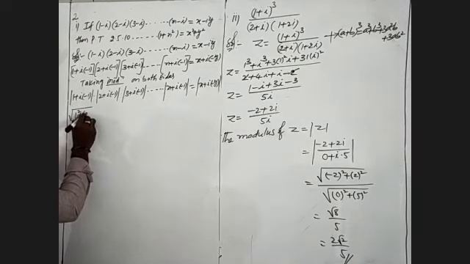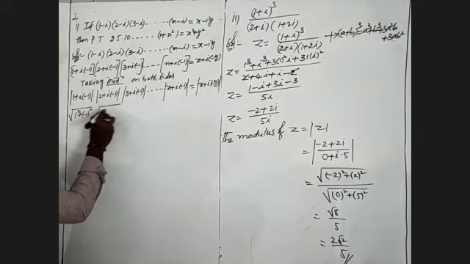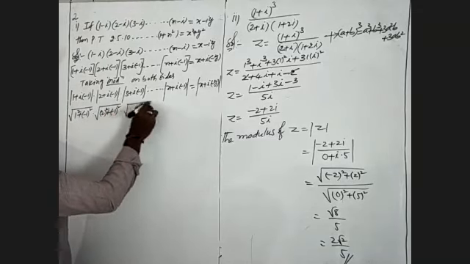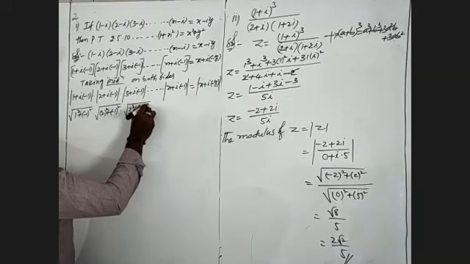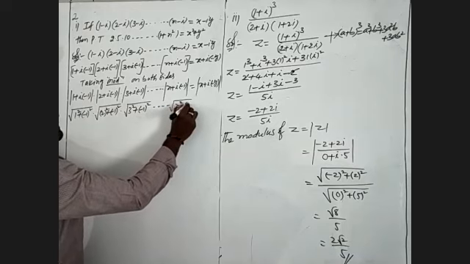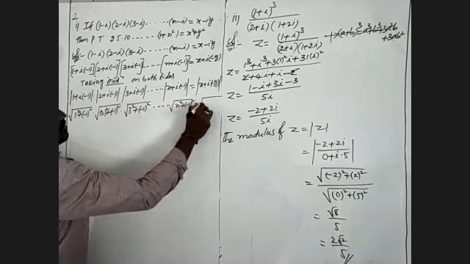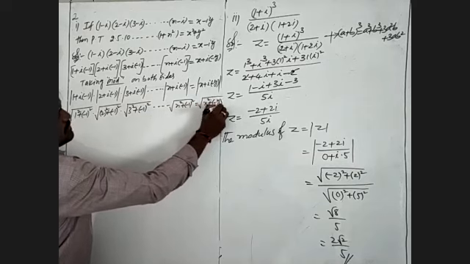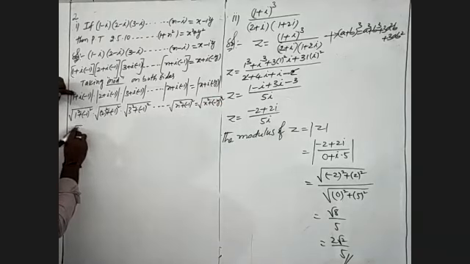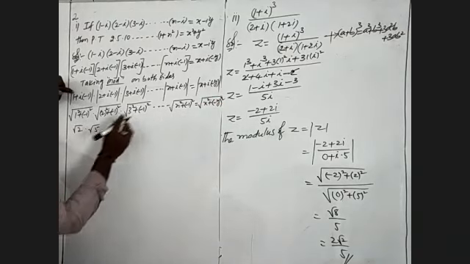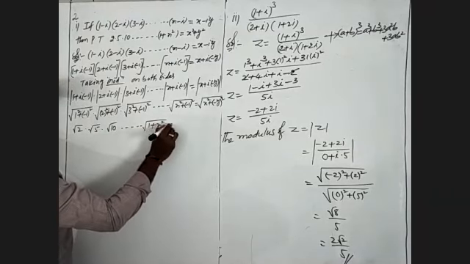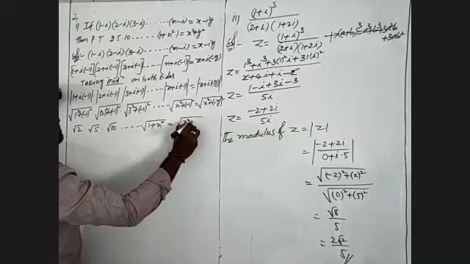First one I will write 1 square plus minus 1 whole square. Second one we have to write 2 square plus minus 1 whole square. Third one I will write 3 square plus minus 1 whole square, and so on up to root of n square plus minus 1 whole square, which is nothing but root of x square plus minus y whole square. This value is root 2, this value is root 5, 9 plus 1 will become 10, and so on up to root of 1 plus n square, which is nothing but root of x square plus y square.